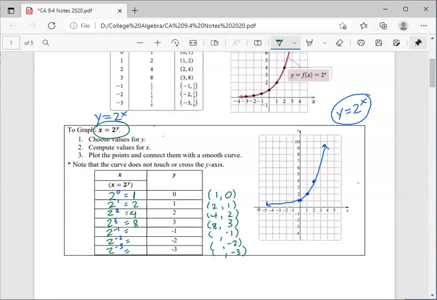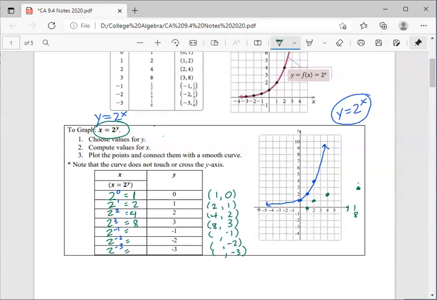We figured those out. I'm going to go ahead and plot them. 1, 0; 2, 1; 4, 2. I'd have to go off the graph to get to 8. So this would be 6, 7. This is 8. 8, 3.